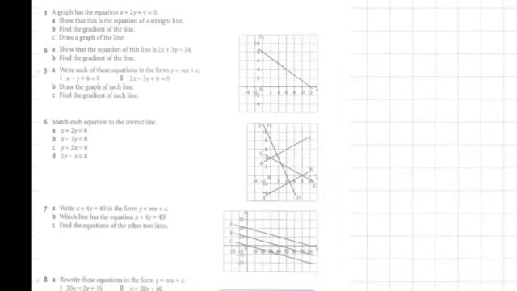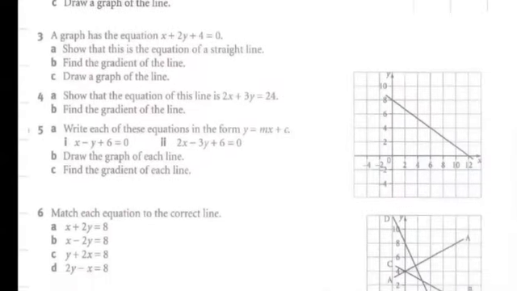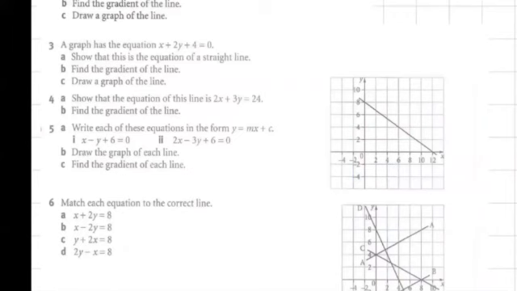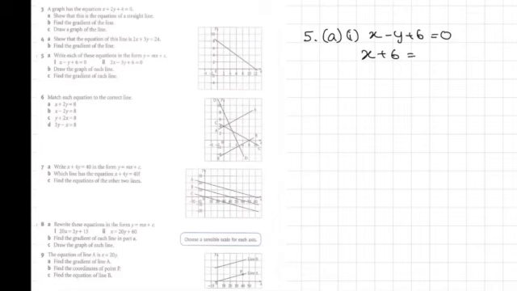Then number 4, number 5: write each of these equations in the form y equals mx plus c. Draw the graph of each line. Find the gradient of each line. So the first one is 5a, question 1: x minus y plus 6 equals 0. Make y positive first. x plus 6 equals y. Then rewrite: y equals x plus 6. Then number 2.